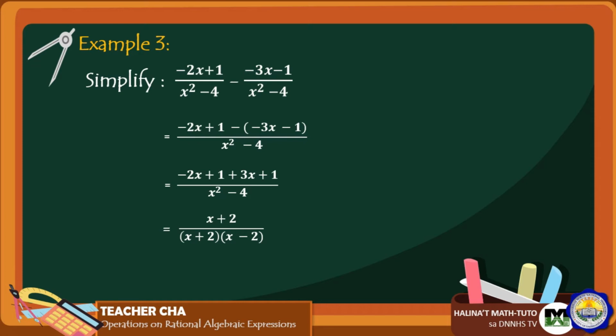Again, we are going to factor the denominator. And the denominator, x squared minus 4, is equal to x plus 2 times the quantity x minus 2. And we have the common factor. So cancel that, x plus 2 in the numerator and x plus 2 in the denominator. What is left is 1 over x minus 2.